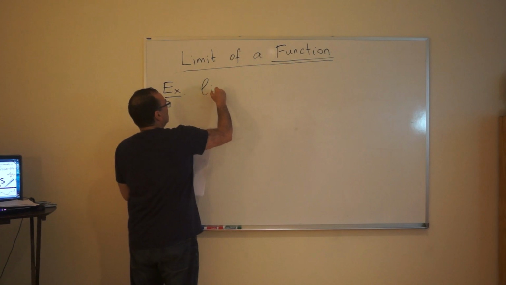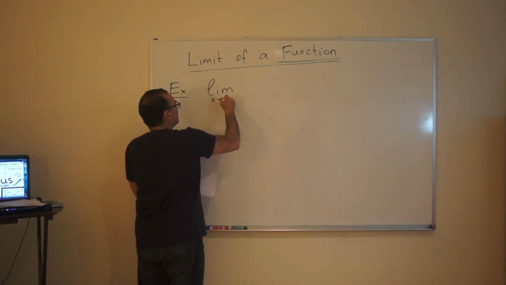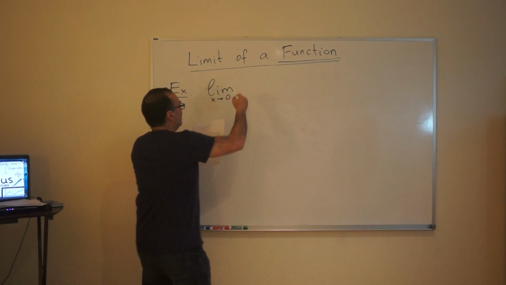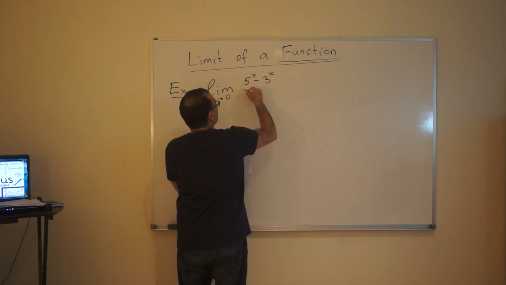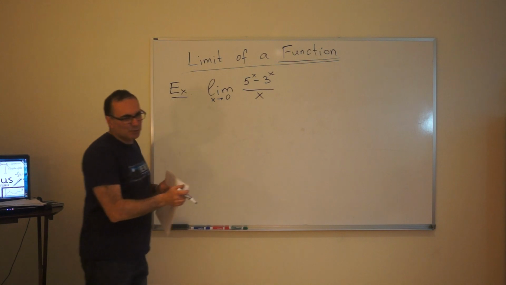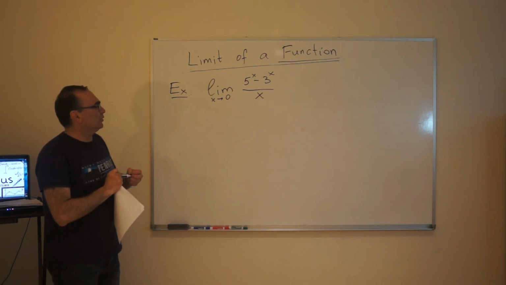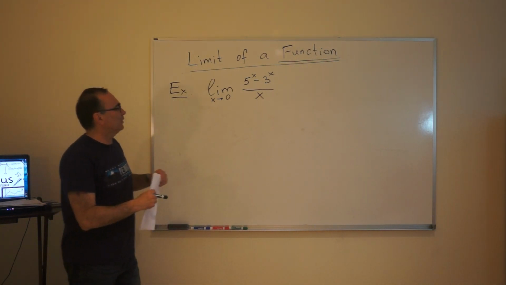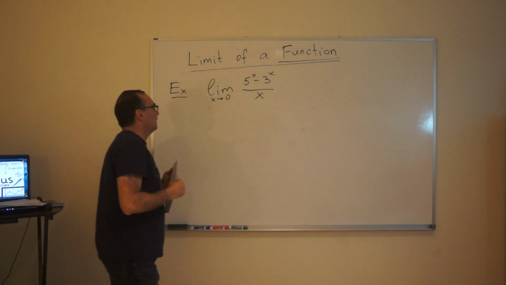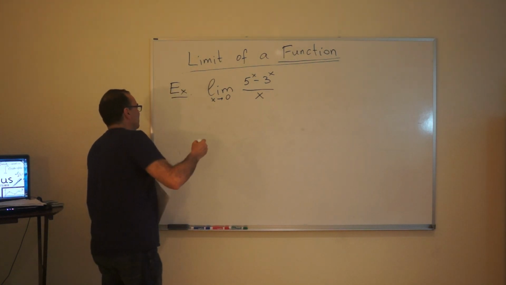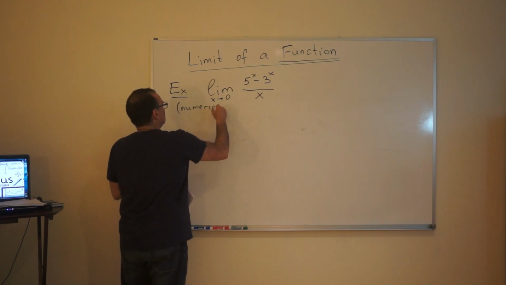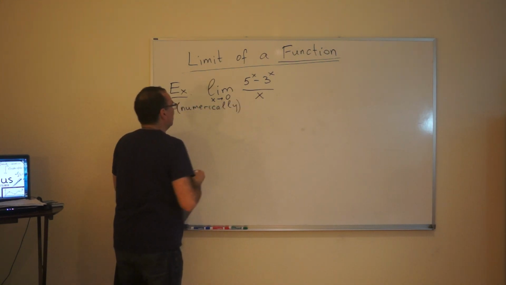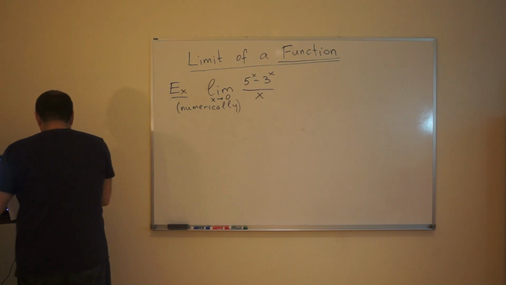Limit as x approaches 0, so it's again 0, of the formula 5 to the power x minus 3 to the power x divided by x. So it is somewhat similar to the very first example, e to the x minus 1 over x. And again, we do it numerically. And again, we do it on the calculator.